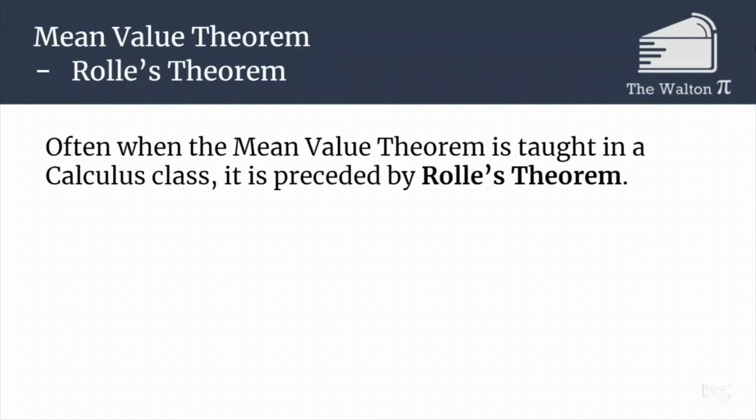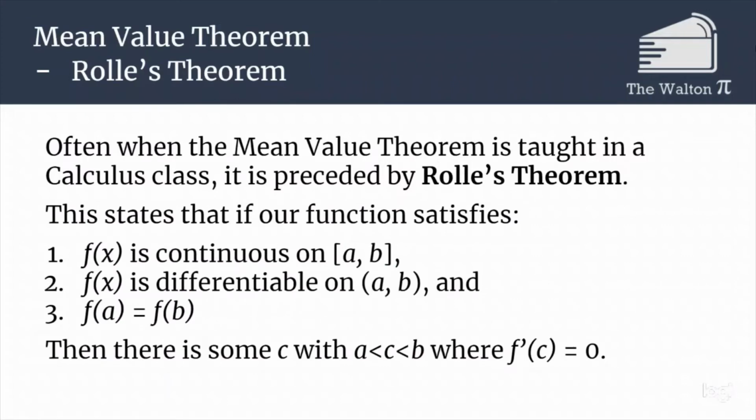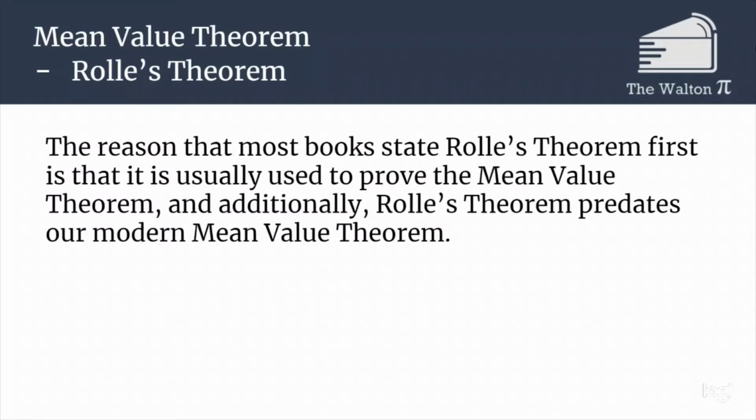Often when we are learning about the mean value theorem in a calculus class, it is preceded by Rolle's theorem. So Rolle's theorem says that if f of x is continuous on a to b and is differentiable on a to b, and f of a is equal to f of b, then there is a point c where the derivative at c is equal to 0. The reason that we are often given it this way is that most books use Rolle's theorem to prove the mean value theorem. And also Rolle's theorem was published before our current version of the mean value theorem.